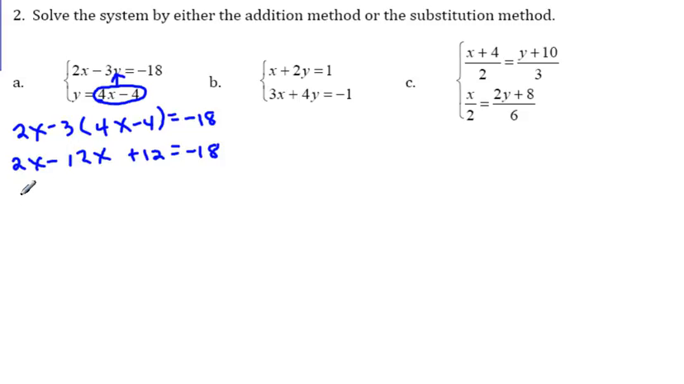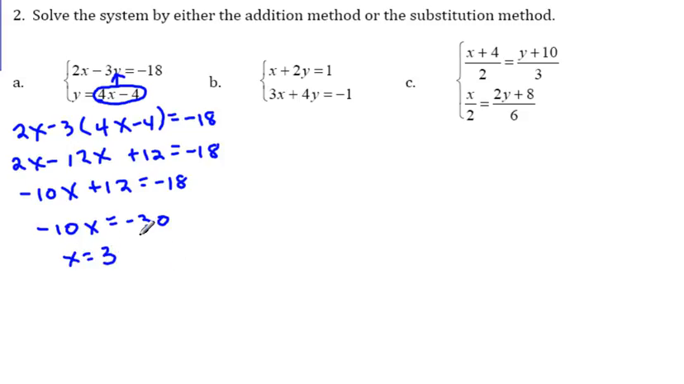2x minus 12x is negative 10x plus 12 equals negative 18. Now I'm going to subtract the 12 over, and that gives me negative 10x equals negative 30. That was negative 18 minus 12. Divide by negative 10, and x equals 3.